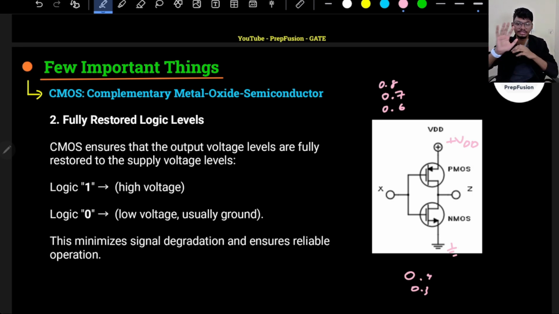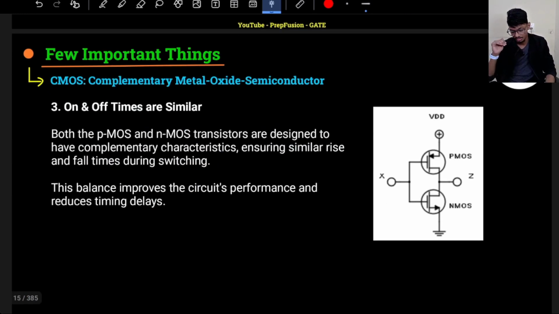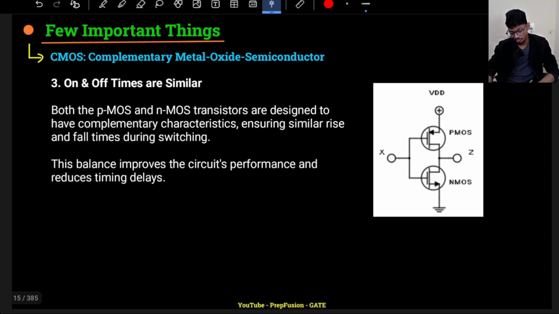We need fully restored levels because in digital we mainly use only zeros and ones. To identify zeros and ones better, we have to have either a very high value or a very low value, because even if there is signal degradation, it ensures reliable operation. That is what is written in the last line. Even if there is some signal issue, I am still able to identify whether it is high or low. That is what we need. CMOS is complementary metal oxide semiconductor, the full form basically.